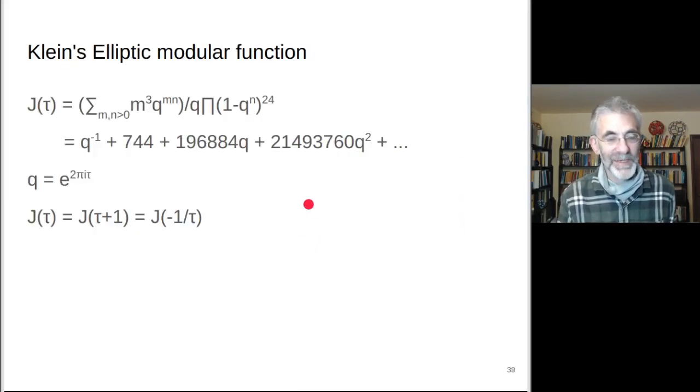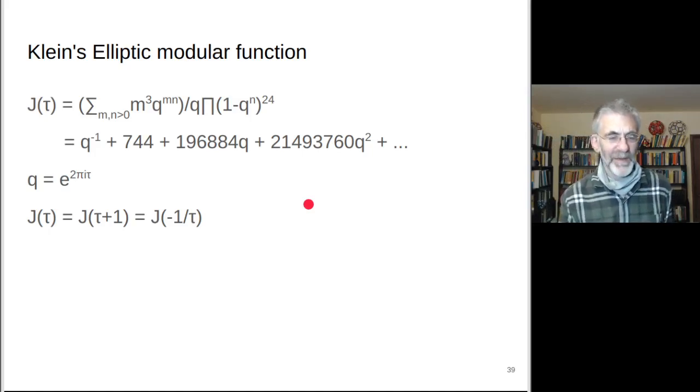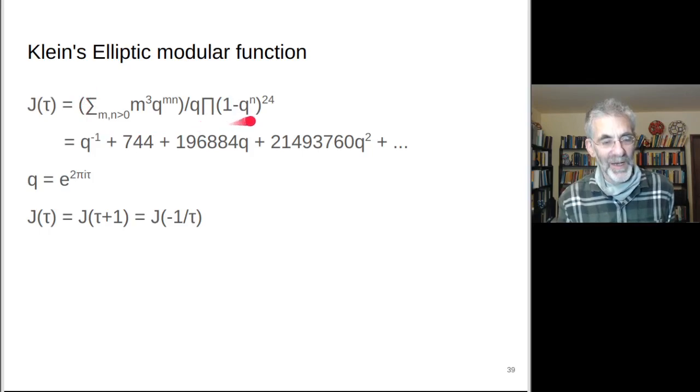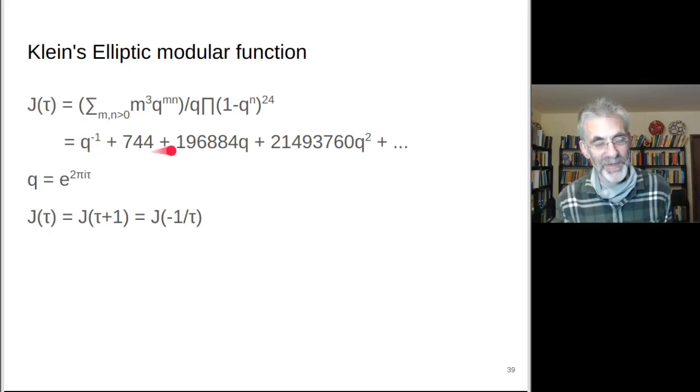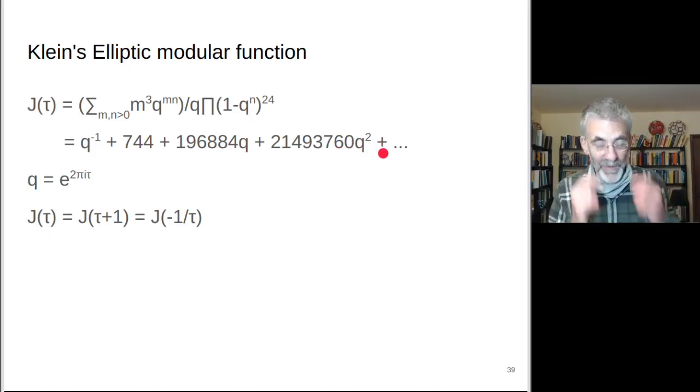Anyway, here is Klein's elliptic modular function, and the definition looks like a silly joke at first. You write down this random bizarre expression and you can work out its power series expansion, and it turns out to have these rather complicated coefficients. So where on earth does this function come from?